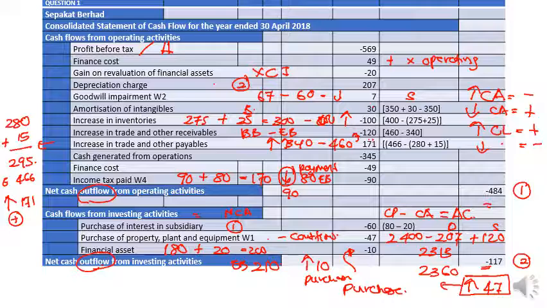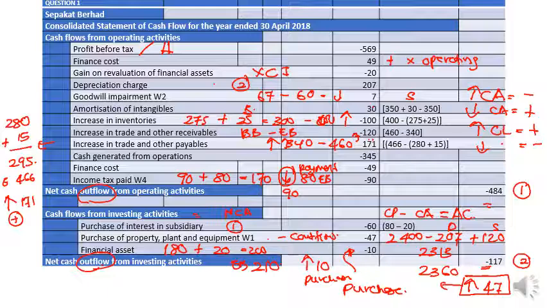Okay, the next item that we have here is trade and other payables. So you have the beginning balance here, put it here. The beginning balance that we have for trade payables is 280, and then plus the trade payables that you acquired from Semangat, which is 15. So this one will be 295. Compare with the ending balance, which is 466.